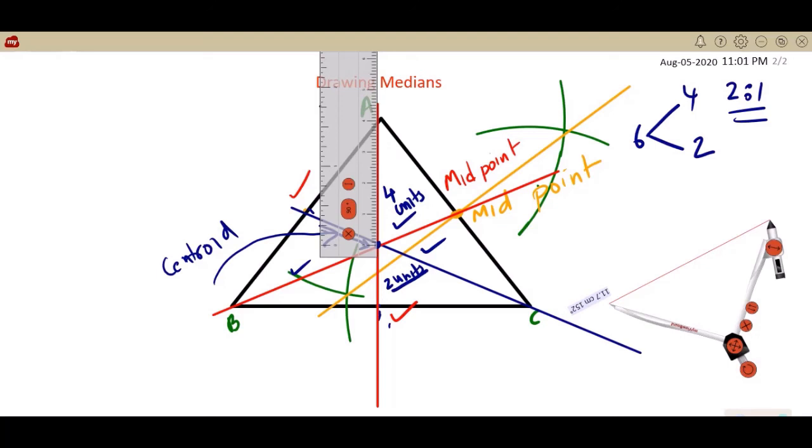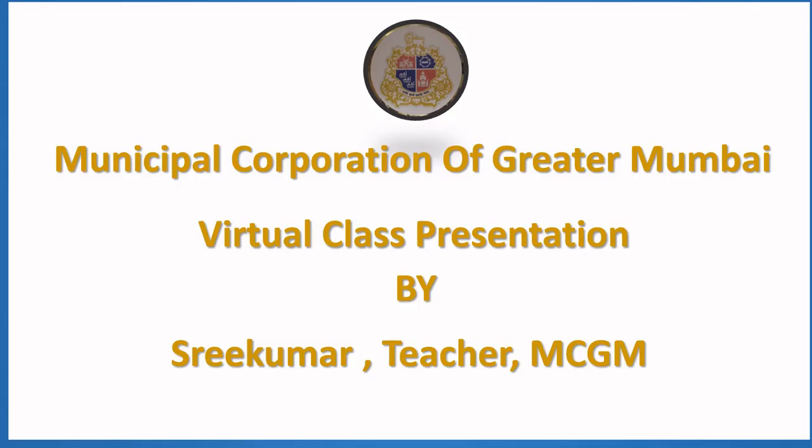So you know how to draw an altitude, and now you know how to draw a midpoint, how to draw medians and get the centroid, and how to draw altitudes and get the orthocenter. It's about the peculiarity of these line segments with respect to the triangle. That is the main aspect of this topic.